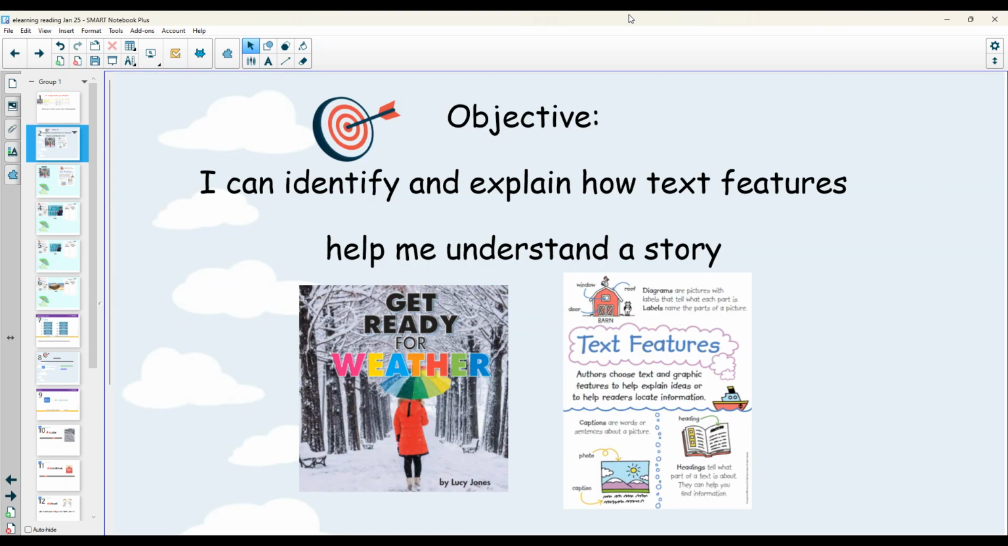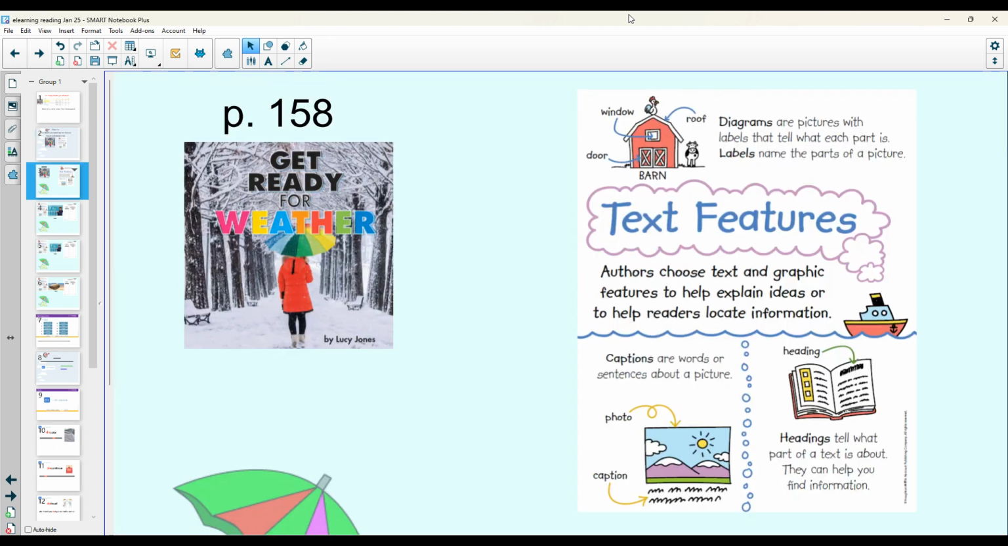Today, one of our jobs in reading is to identify and explain how text features help you understand a story. So we're going to look at Get Ready for Weather, we're going to identify text features, and we're going to tell the teacher how these text features help us better understand the story. As you read Get Ready for Weather, I am sure that you noticed some text features, even if you didn't know what they were called.